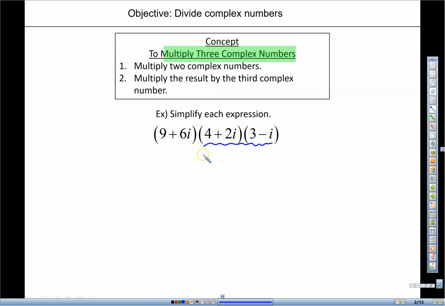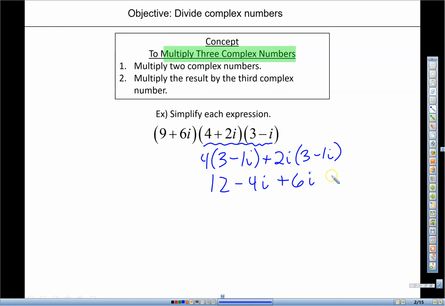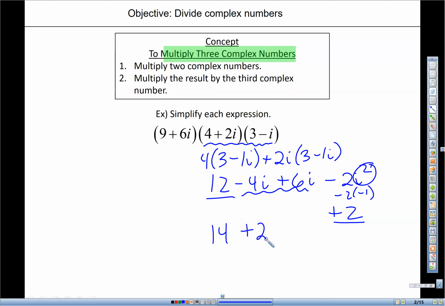So I'm distributing twice again. So I have to multiply the 4 times the 3 minus 1i, and I have to multiply the positive 2i times the 3 minus 1i. The ones are optional. That gives me 12 minus 4i plus 6i minus 2i squared. And this, of course, again is negative 1. So I have negative 2 times negative 1, which gives me positive 2. So I have 12 plus 2, which is 14.